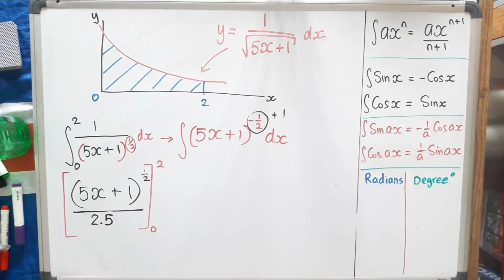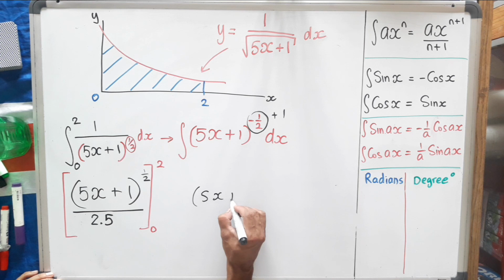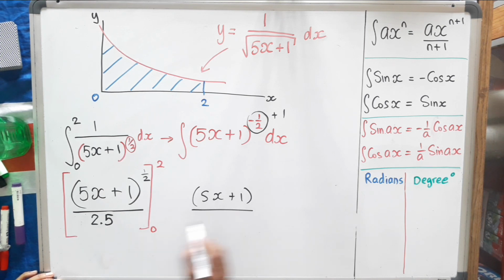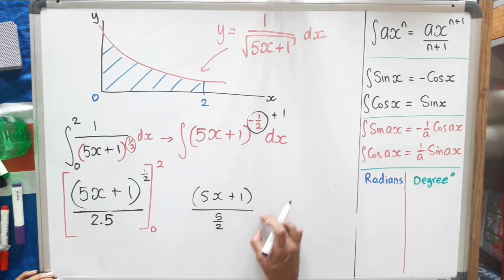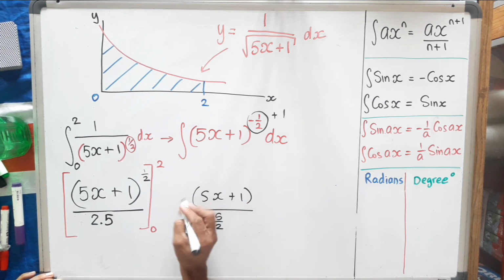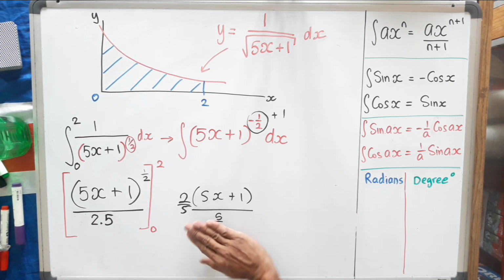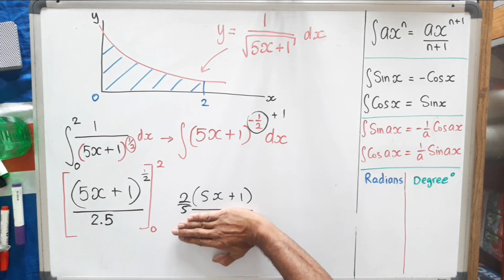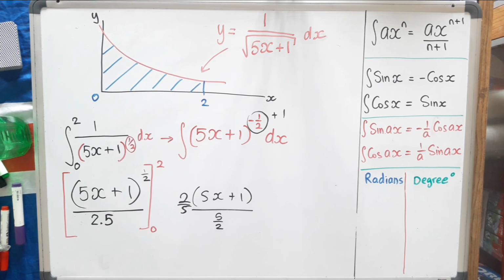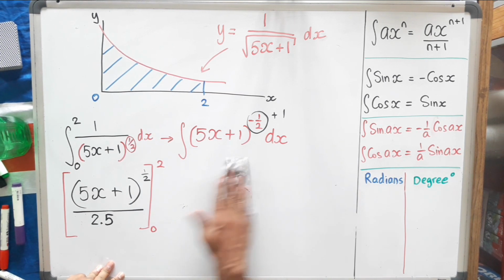Right? If this makes you feel uncomfortable, you could write it like this if you wish. 2.5 is the same thing as 5 on 2. Remember I told you when this goes on top, it will flip, so you will get 2 on 5. Right? So you can write it like that instead. It's really not going to make a difference because the calculator will know how to handle the decimal.